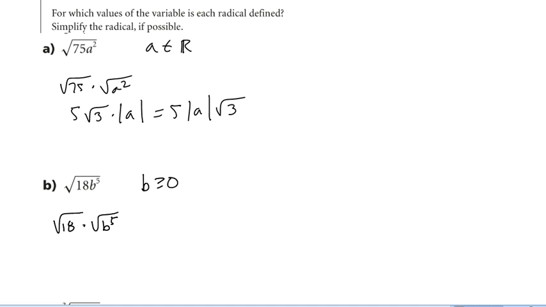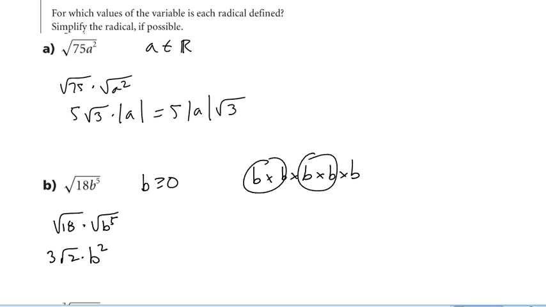18 is 9 times 2, so that's going to be 3 root 2. And b to the 5th, you can think of as b times b times b times b times b, 5 times. So I've got 2 sets of b squared. So that gives me b squared root b. And to clean that up, I'd end up with 3b squared times the square root of 2b.